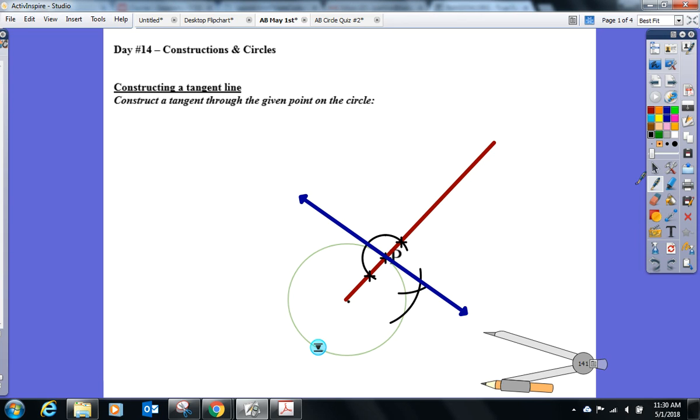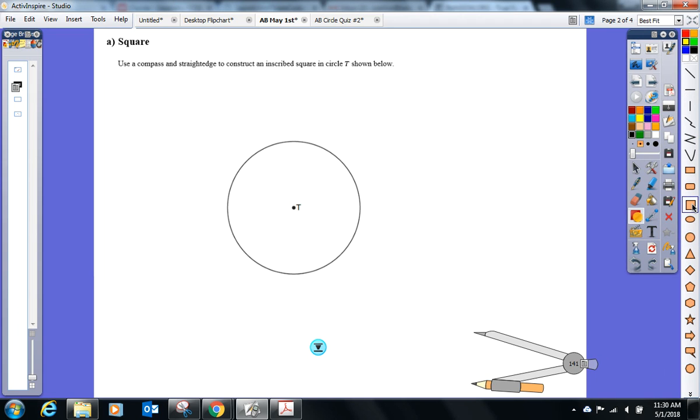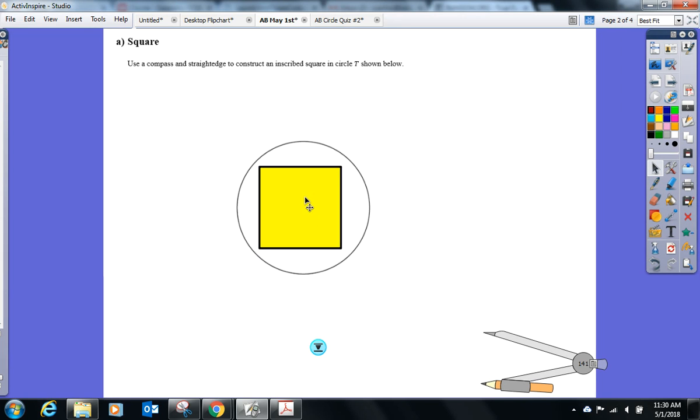All right, next up: how do I get a square inside a circle? Before we start, what does inscribed mean again? I know it means inside, but is that inscribed? All four vertices have to touch, right? Okay, I got you. All four vertices have to touch.